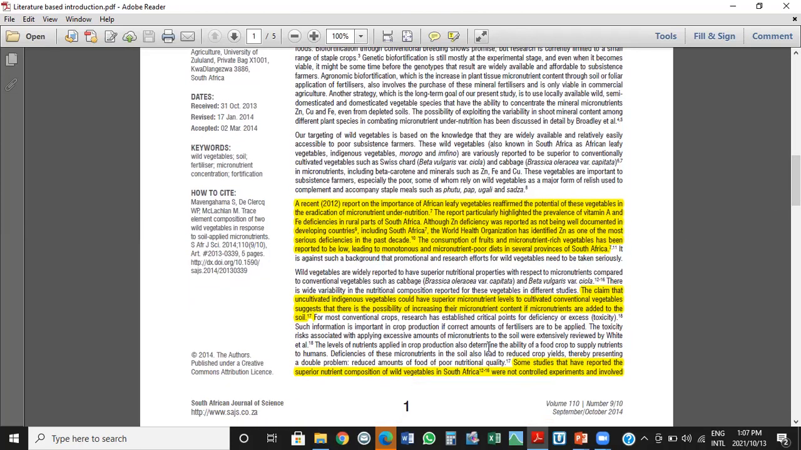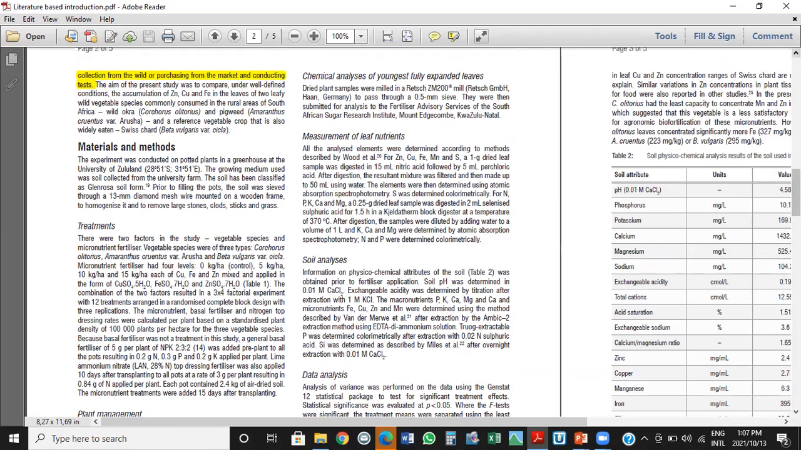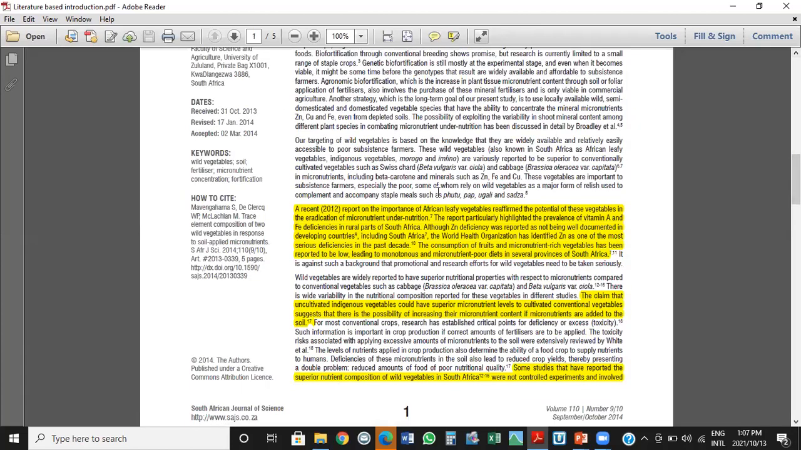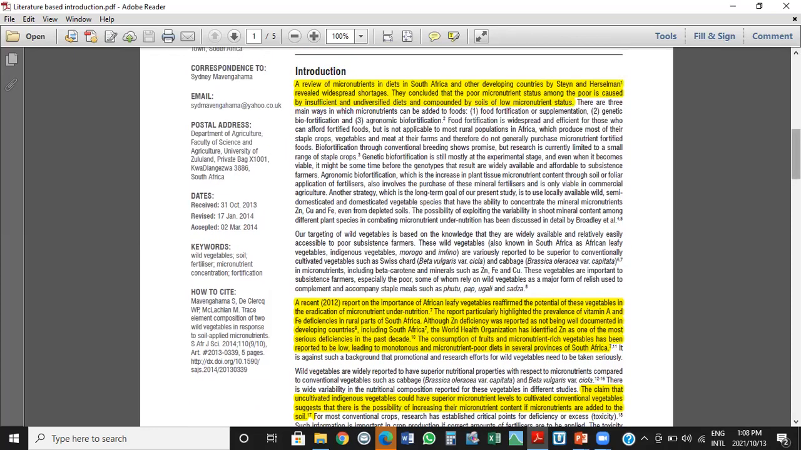And then they go down until they say some studies that have reported the nutrient composition of wild vegetables were not in controlled environments and involved collection from the wild or purchasing from the market and conducting tests. This I highlighted because it's the part where they are stating the importance of their study. Why is their study important? So there are three parts here: this one that I just read, which states the importance of the study, then the literature review, and then the background. Those parts are always there.